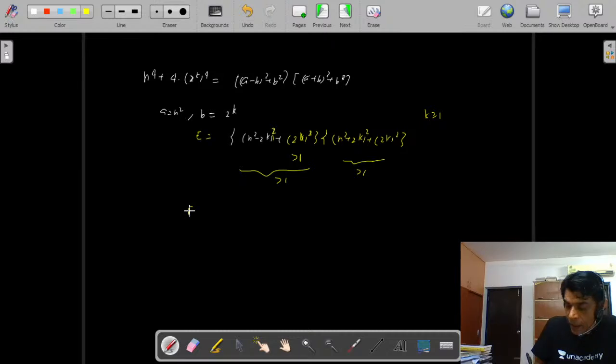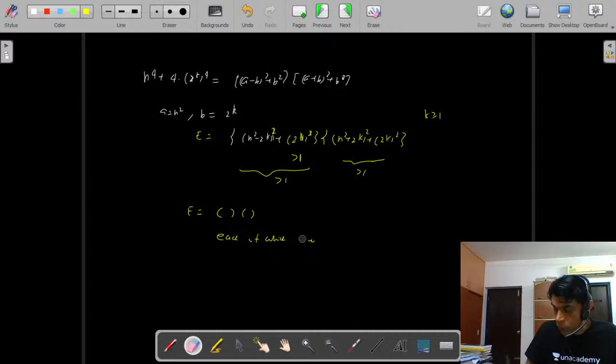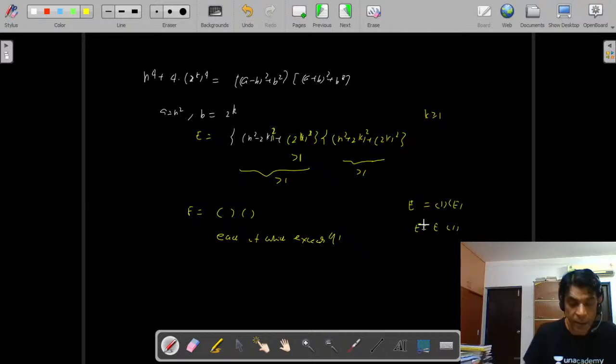An important part is that each of which exceeds 1, please note it. If you fail to show that each of them exceeds 1, that's crucial, then you cannot say it is composite, right? Otherwise, who knows, you may be writing E equal to 1 times E, or E equal to E times 1. In that case, of course, E is not composite. It is a trivial factorization, right? So you must be careful about this kind of thing.